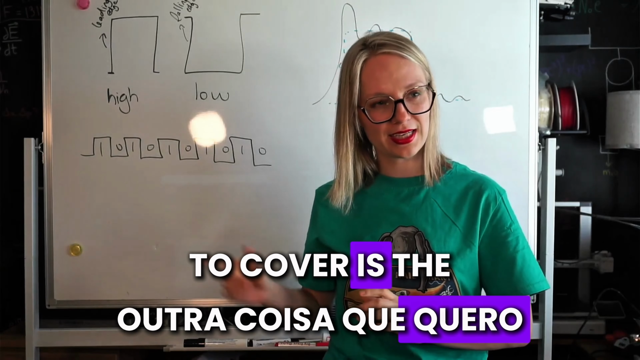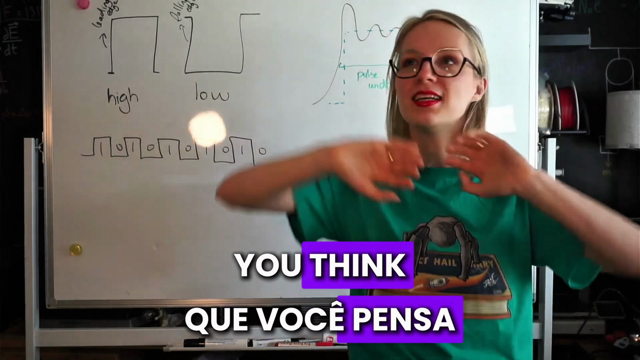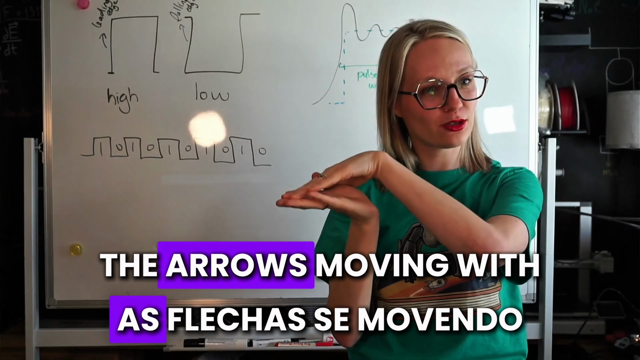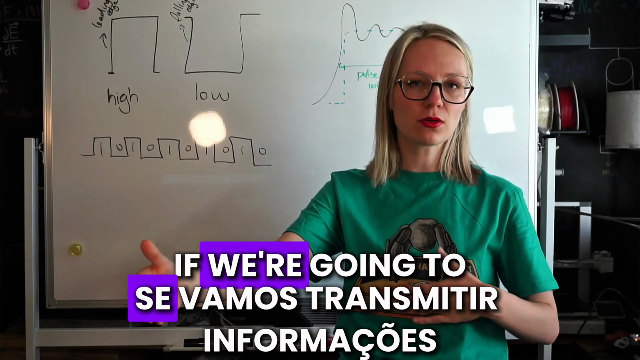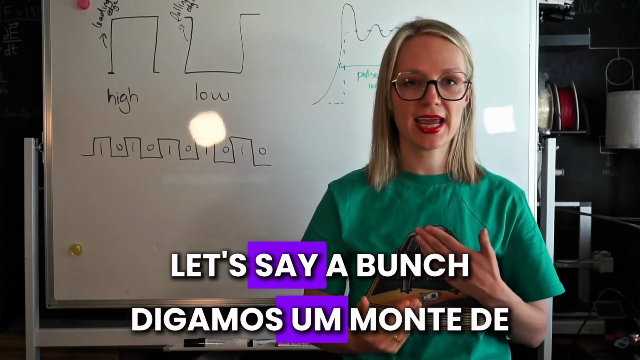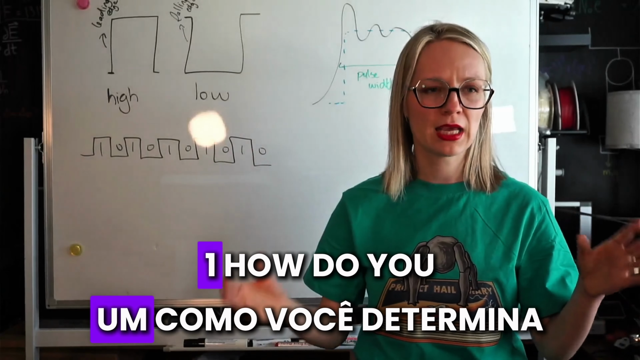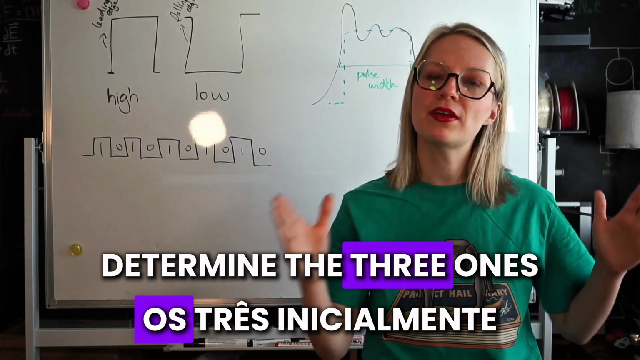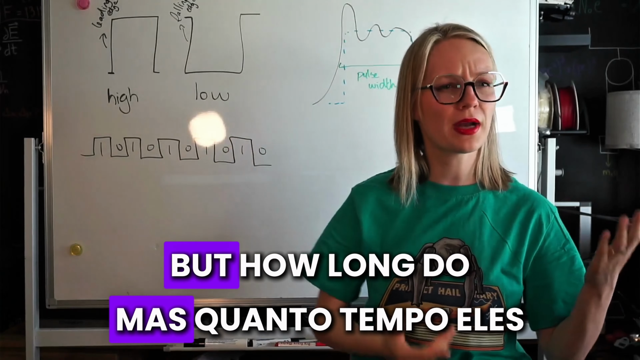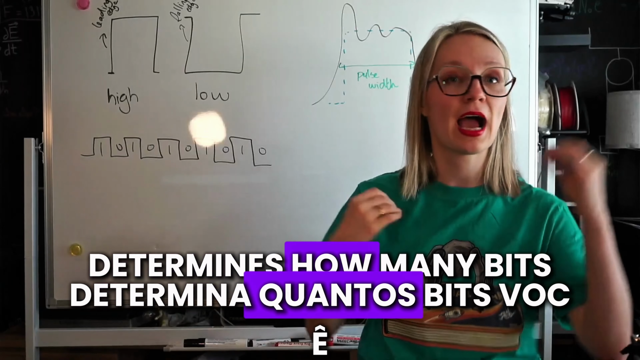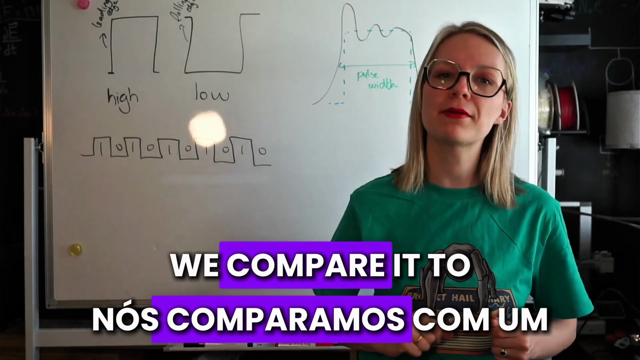Another thing I want to cover is the clock. And yes, it quite literally is kind of like what you think. A clock on a wall, and you see the arrows moving with every second, right? And that's exactly what we're going to use. If we're going to be transmitting information, let's say a bunch of ones and zeros. Let's say I transmit 1, 1, 1, 0, 1, 1. How do you determine the 3 ones initially? Because they go high and they stay high. But how long they stay high determines how many bits of ones you actually got. We solve that. Well, we compare it to a clock.